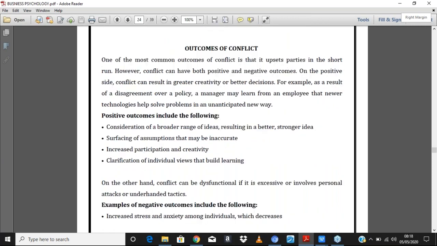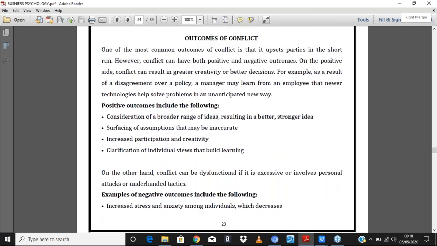So what are the outcomes of conflict? Well, I'm trying to speed up so that we can finish this topic. What are the outcomes of conflict? We could have both positive and negative outcomes of conflict. As I said earlier on, conflict might not always be a bad thing.